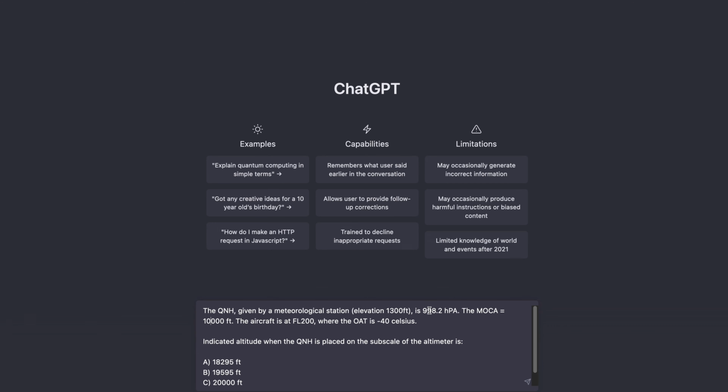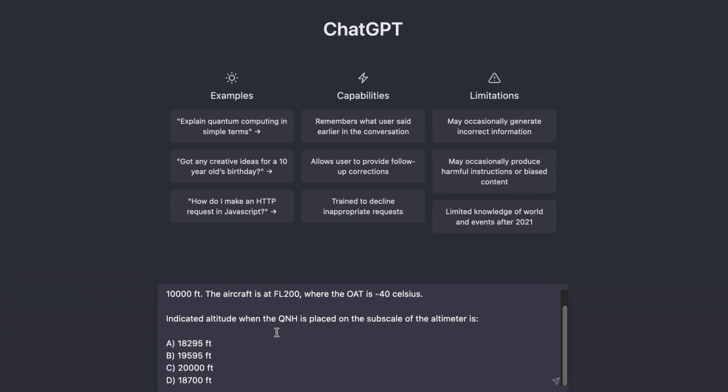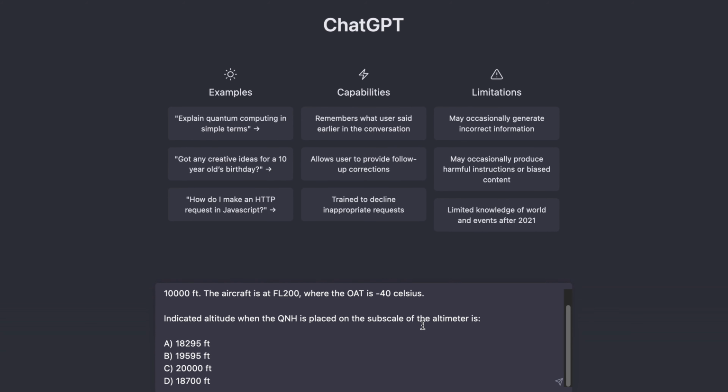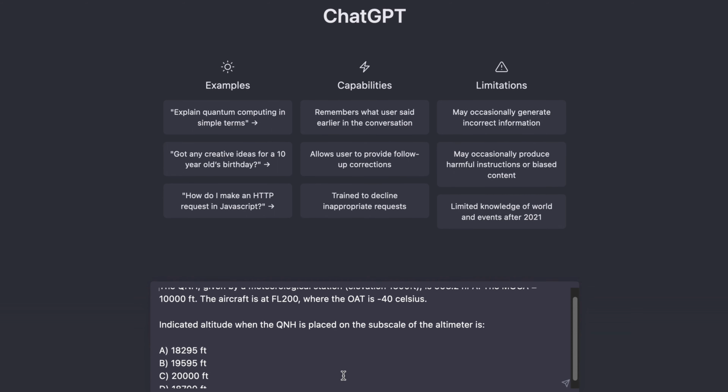The QNH, given by a meteorological station of elevation 1,300 feet, is 998.2 hectopascals. The minimum obstacle clearance is 10,000 feet. The aircraft is at flight level 200, which is essentially 20,000 feet, but measured differently, where the outside air temperature is minus 40 Celsius. What is the indicated altitude when the QNH is placed on the subscale of the altimeter?